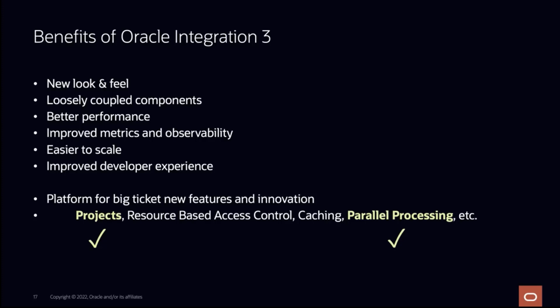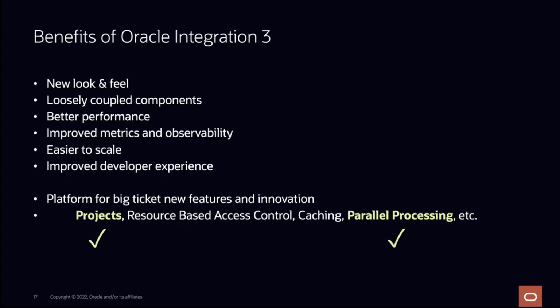Easier to scale, and an improved developer experience. The UI look and feel is different, but the navigation is also a lot cleaner. There are fewer clicks to get to the same places in OIC Gen 3. So it's more straightforward to navigate, and that means it's easier and quicker to build things in OIC Gen 3.